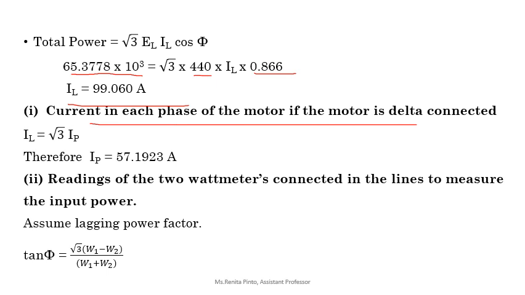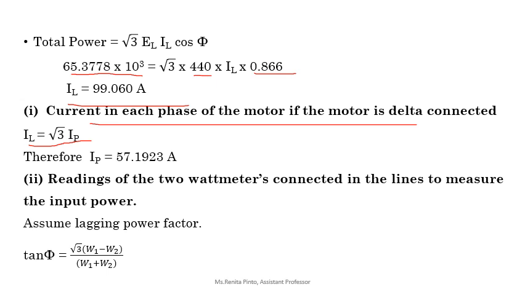Next, they have asked you what is current in each phase of the motor if the motor is delta connected. Now for your delta connection, you already know the phase current and the line current, both are different. So you have already found out line current. Substituting in the equation for delta connection of line current, that is IL is equal to root 3 IP, you can immediately find out what is the phase current.